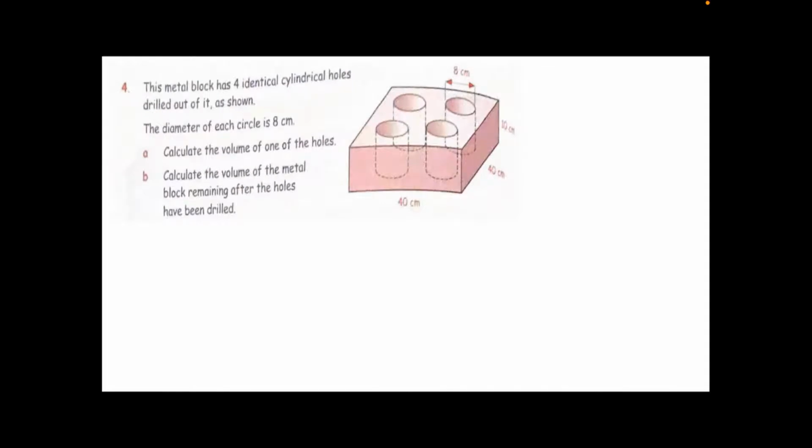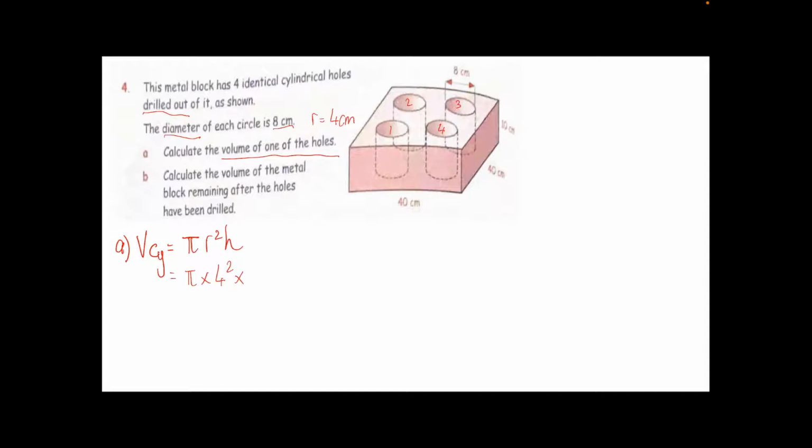For question number 4, this metal block has 4 identical cylindrical holes drilled out as shown. So the 4 cylinders that we can see here have been taken out this time. The diameter of each circle is 8. So instantly I'm thinking, well, if the diameter is 8, our radius is half of that. So it's 4 centimetres. First thing we've been asked to do is calculate the volume of one of the holes. So that just means the volume of one cylinder. So for part A, volume of a cylinder is going to be equal to pi r squared h. So that's pi times 4 squared.